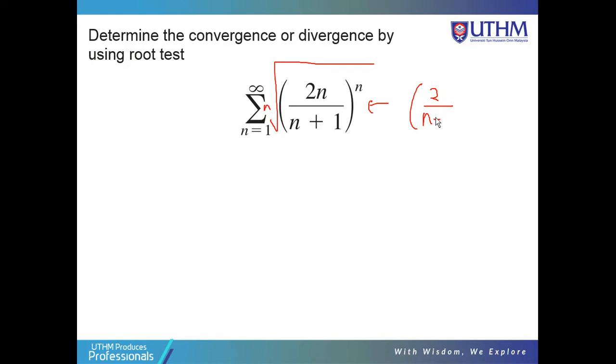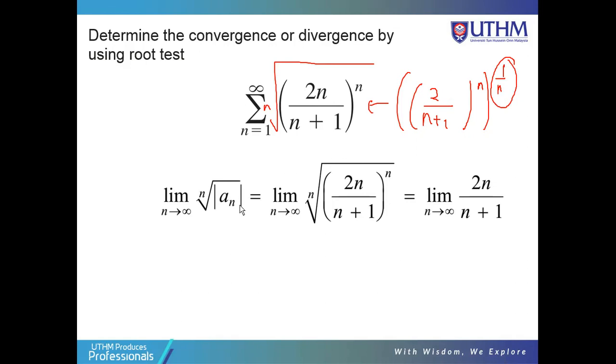2n plus 1 to the power n, and then you multiply with 1 over n. Okay, this is the way. The root n is the same as 1 over n, so you simplify. So 1 over n, multiply 1 over n, so cancel, so the remain is 2n over n plus 1, so you need to take the limit here.